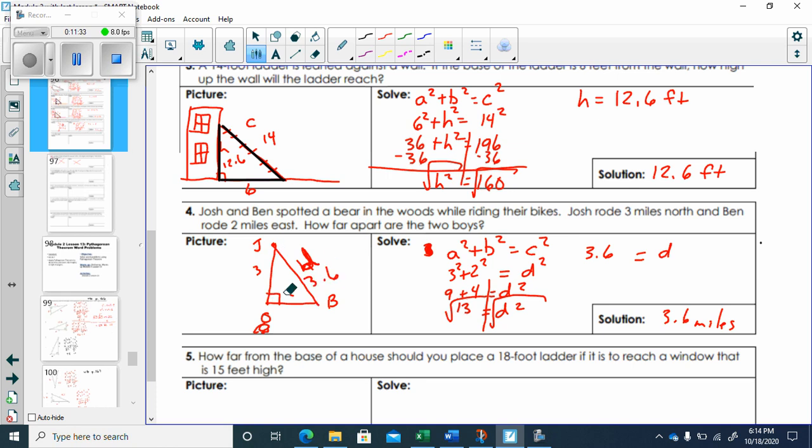This side is 3, this side is 2. Across from the right angle is 3.6. Okay?